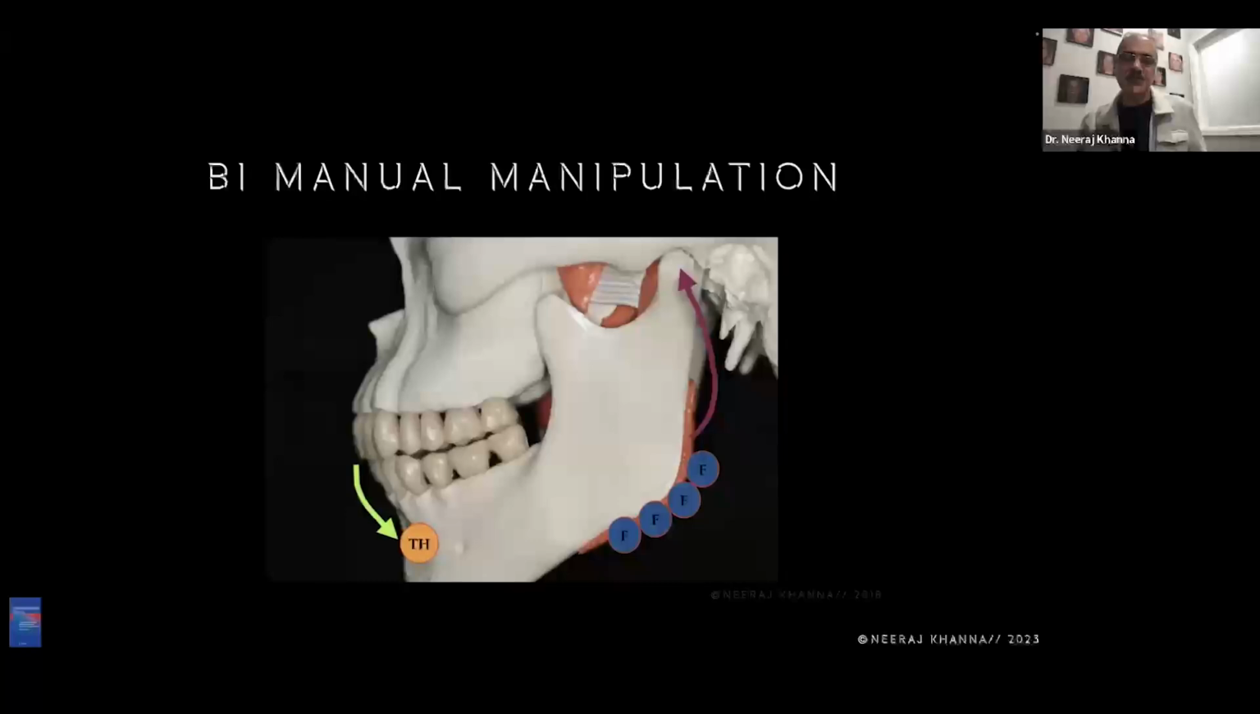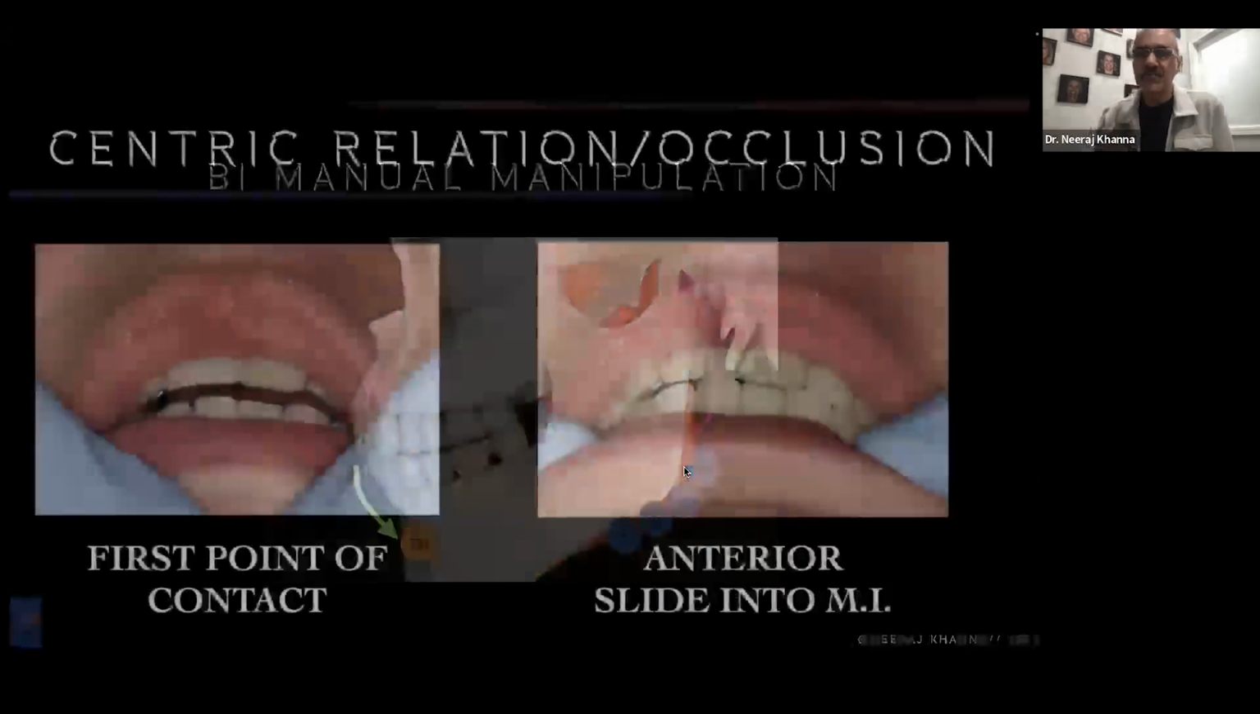And so in order to repeat that joint position, we teach a concept called bimanual manipulation. And it's basically taking your thumbs on the chin and wrapping your two fingers behind the ramus and basically rotating the wrists and seating that joint in the most anterior superior position.